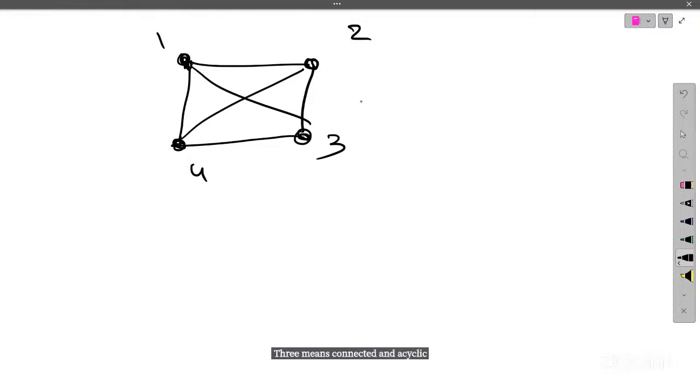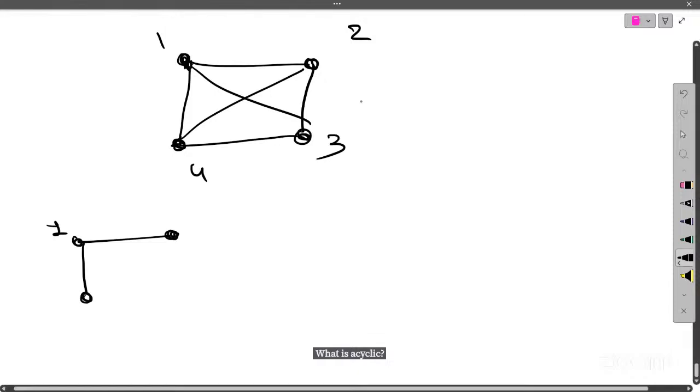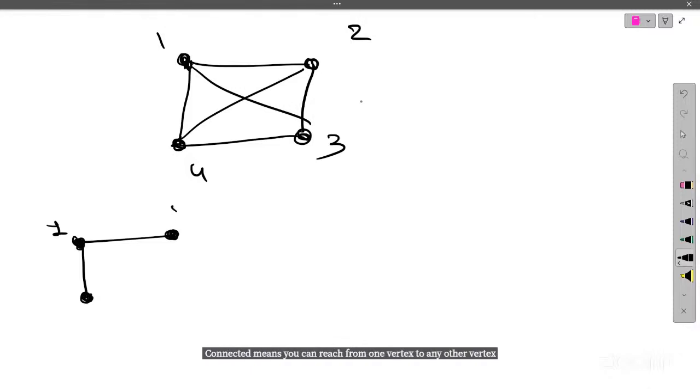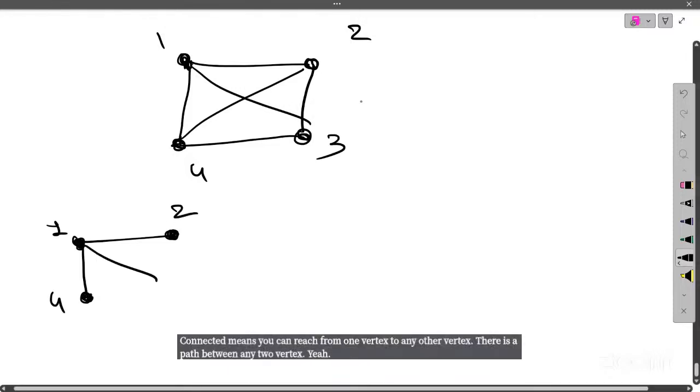So here one type of spanning tree is this. Acyclic means there is no cycle. Connected means you can reach from one vertex to any other vertex. There is a path between any two vertices.